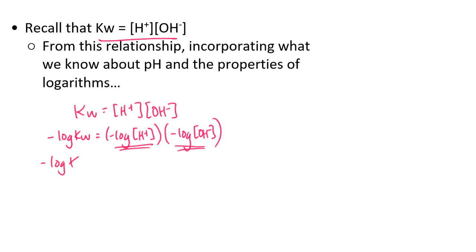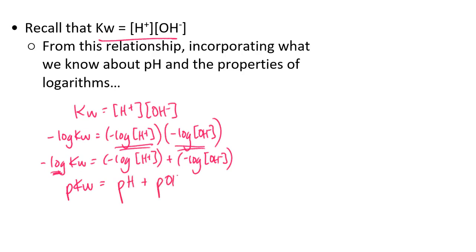So basically, invoking this property, that would mean I have negative log of H plus plus negative log of OH minus. And again, if you recall, anytime we take the negative log of something, we call that P. So this means pKw is equal to pH plus pOH. And recall that at 25 degrees Celsius, Kw is equal to 1.0 times 10 to the negative 14th.